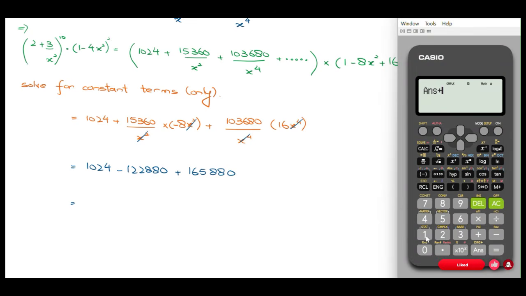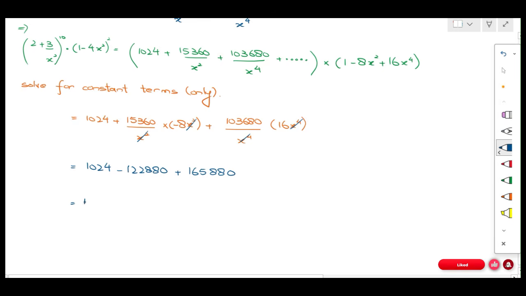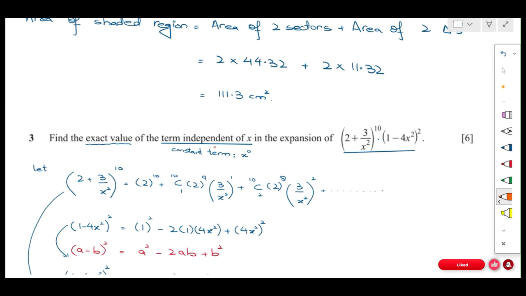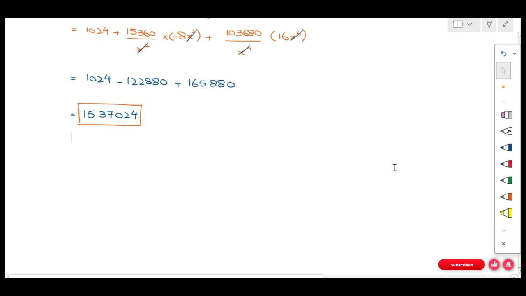This term is going to add with 1024 and then subtract 122,880, which is 1,537,024. So this is the answer, which is the term independent of x. So you need to solve for the exact value of the term independent of x in that expansion. So this would be the exact value.